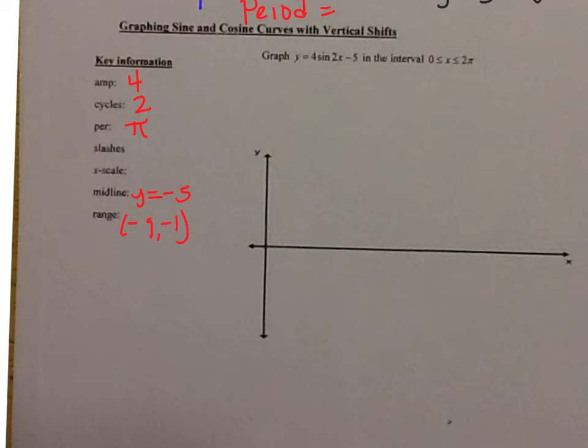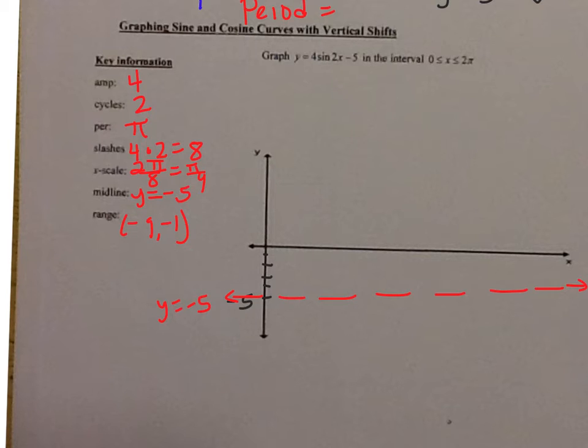All right, now my number of slashes is 4 times B, so it's 4 times 2, which is 8. And my x scale is 2 pi over 8, which is pi over 4. Okay, so now my midline is at -5. So I'm going to go down to -5. So there's -5, and I'm going to draw in my midline. So I put a dotted line going right across. And you can label that y is equal to -5.